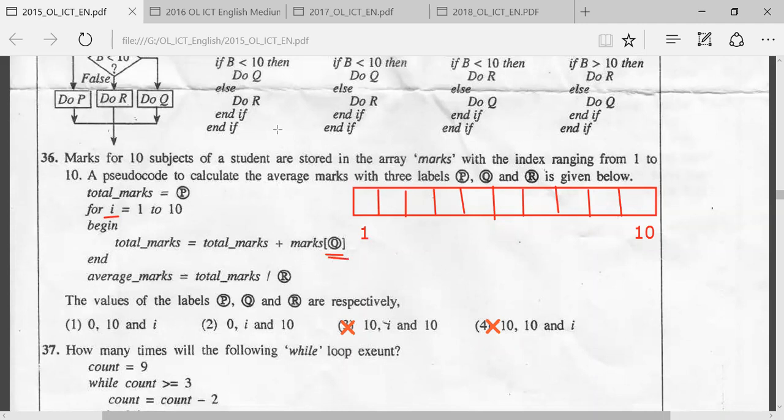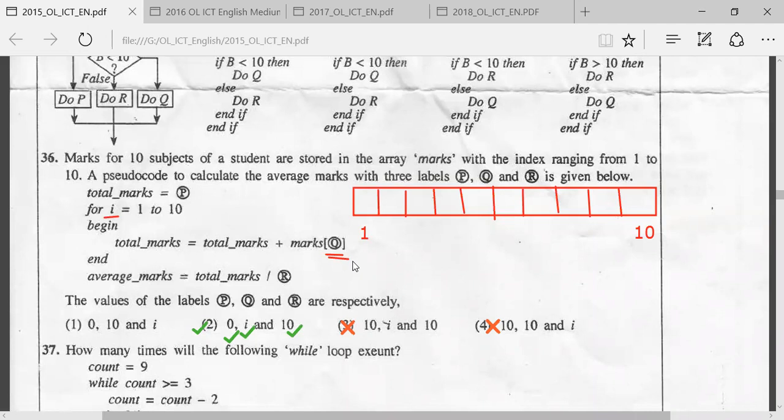Right? So this one and this. Average marks, we have to divide the total marks by 10. So the answer is second answer option. Right? So they have combined array with the for loop.